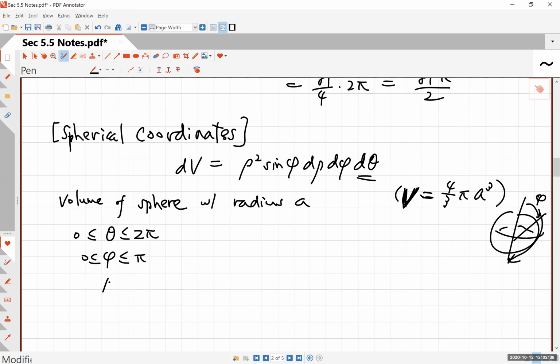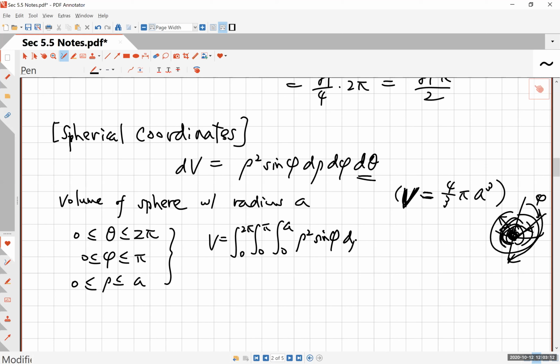And then, of course, rho goes from 0 to, and I'm trying to integrate this from here, and then it gets bigger and bigger, all the way to a, right? Because rho goes from 0 to a, and that's how you find the volume of a sphere of radius a. So dV, oh yeah, not dV. So with this, it really is a very simple expression. It's from 0 to 2 pi, 0 to pi, 0 to a, and then the rest is dV, which is rho squared sine phi d rho d phi d theta.